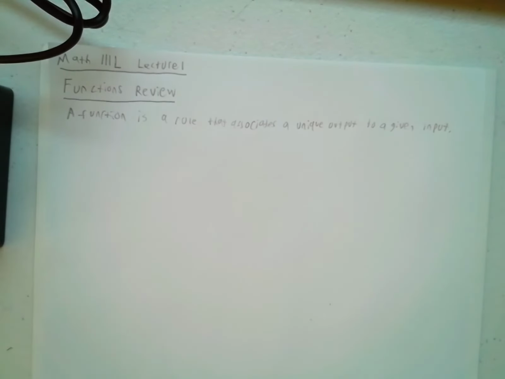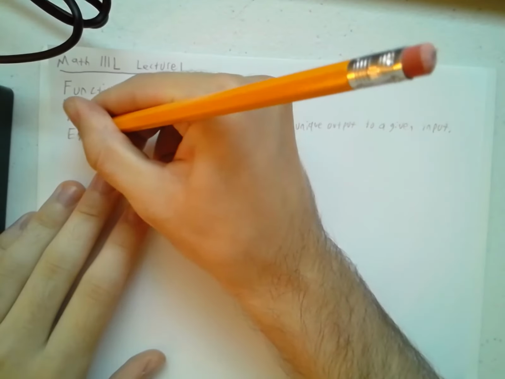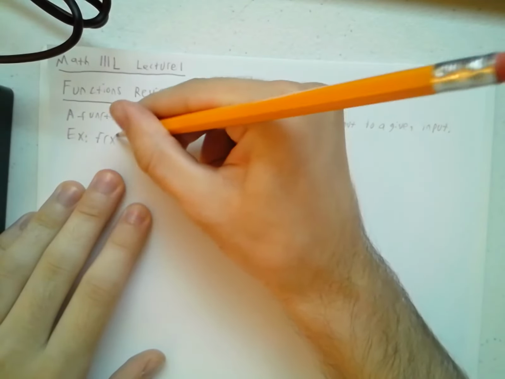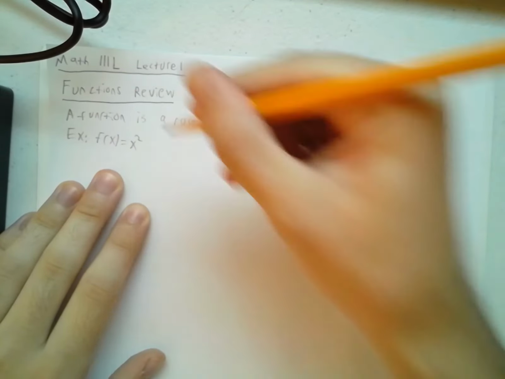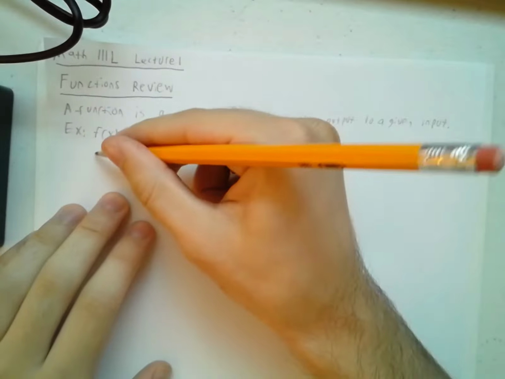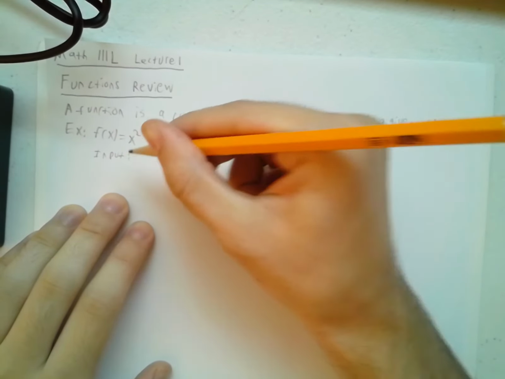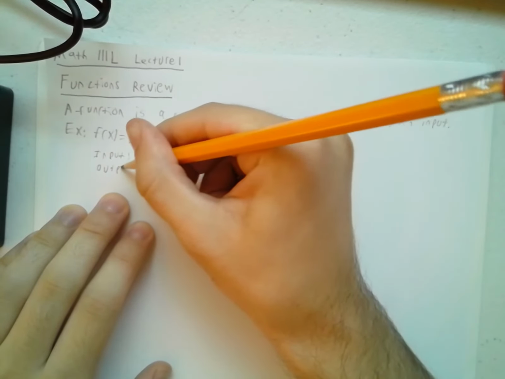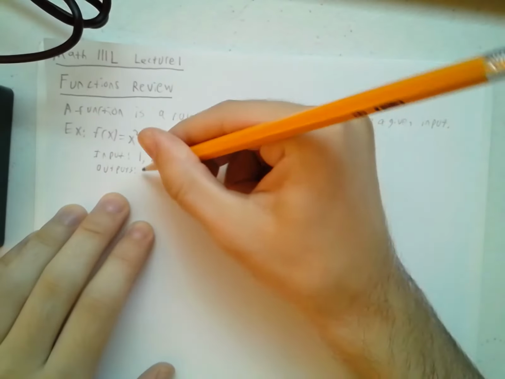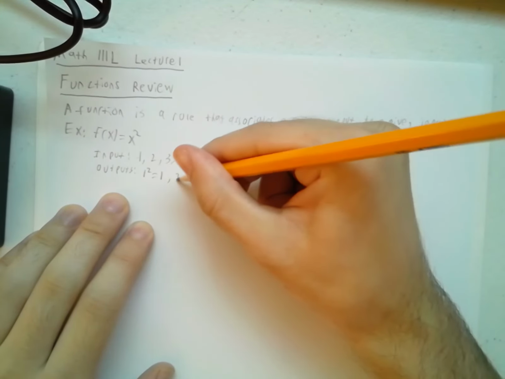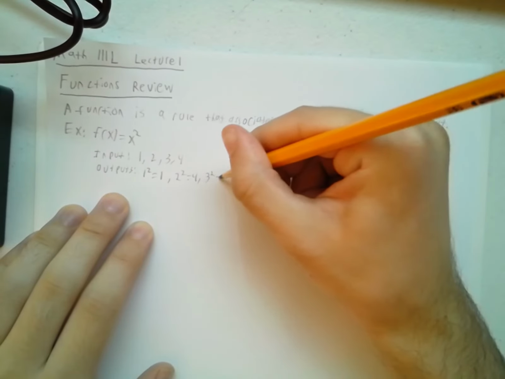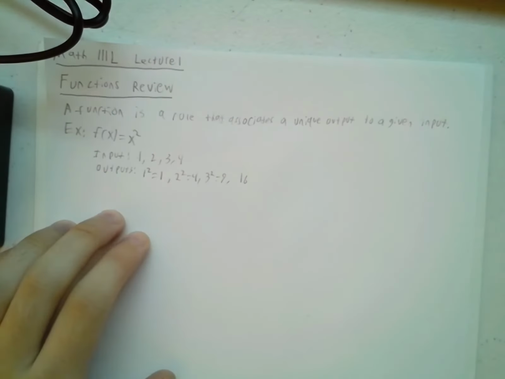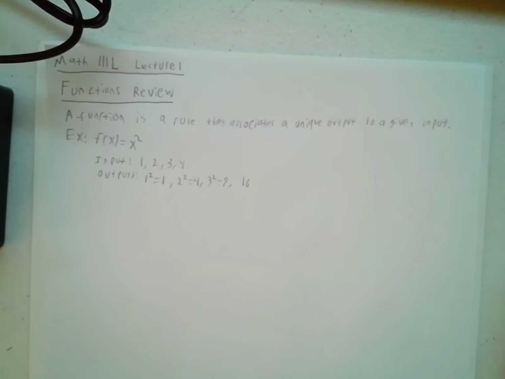So what does this mean? For example, if we have a function f of x equals x squared, then your input could be some number like 1, 2, 3, 4, and your outputs corresponding to these numbers would be 1 squared, which is just 1, 2 squared, which is 4, 3 squared, which is 9, and 16. So basically, all a function is some rule where you take a number, plug it in, and it spits out some other number, and it gives you exactly one number.